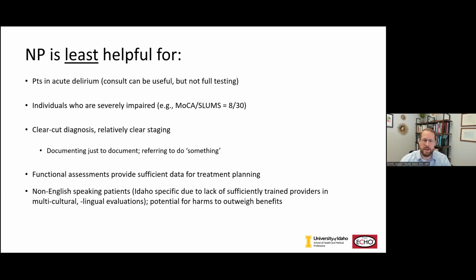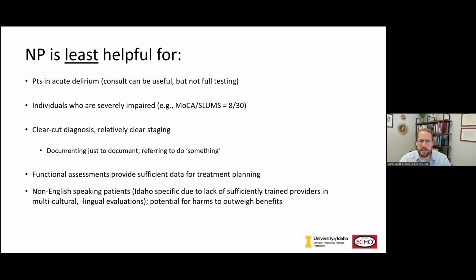If it's a clear-cut diagnosis, save the resources. If you can get everything you need from your screening test, talking with the family, and then doing some standardized assessment of functional capacities, I would say save the resources.